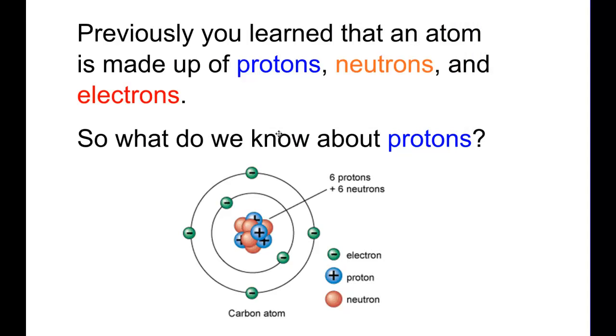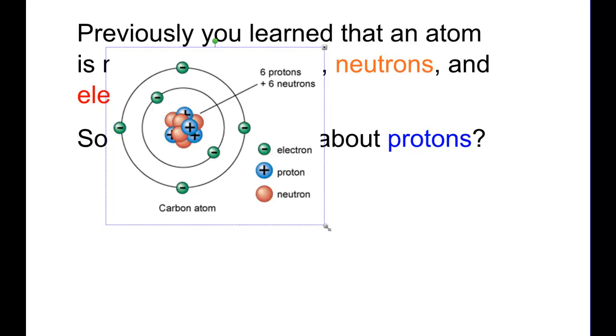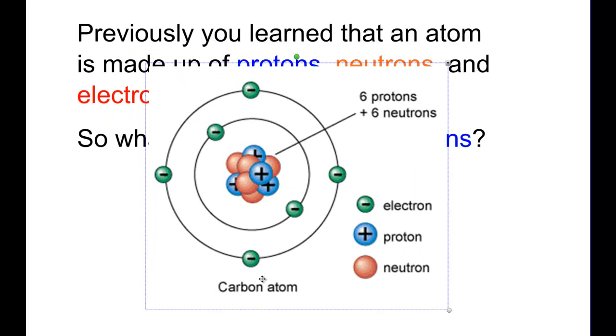All right. So previously, you learned that atoms, which make up everything, are in and of themselves made up of protons, neutrons, and electrons. In this video, we're just going to talk about protons. And what do we really know about them? Just as a refresher, here's our carbon atom. We've got protons and neutrons in here, where protons are blue, neutrons are red, and these electrons are going around in circles around the outside of the nucleus, the center of the atom here.